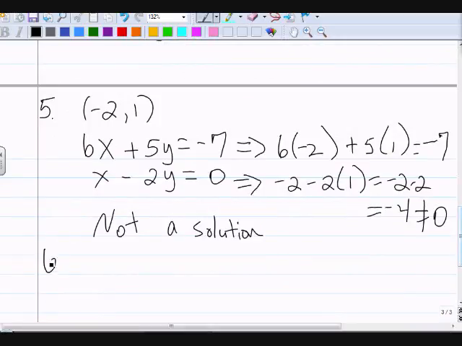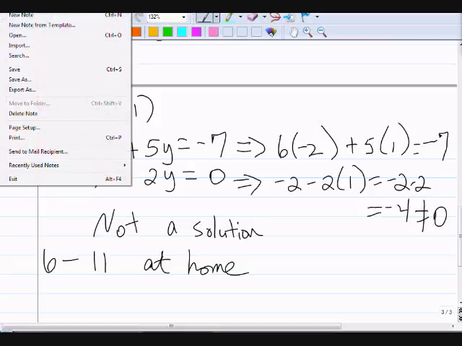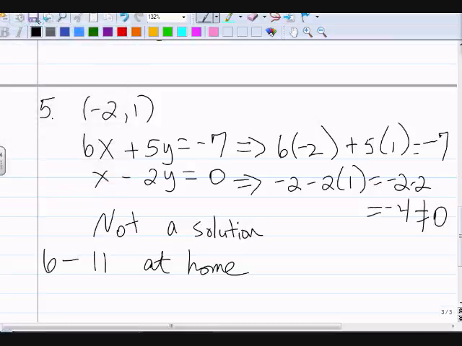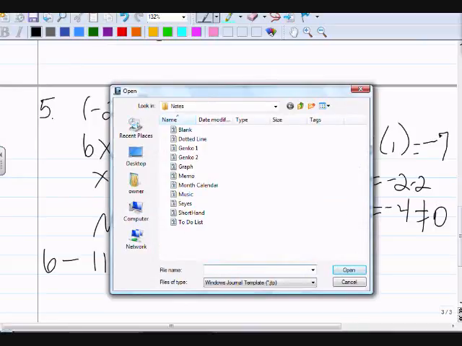Get out your piece of graph paper. I'm going to tell you that you need to do 6 through 11 at home. And now we're going to try to get in at least one of the graphing ones, which we'll start with number 12. And let me see if I can get a piece of graph paper.